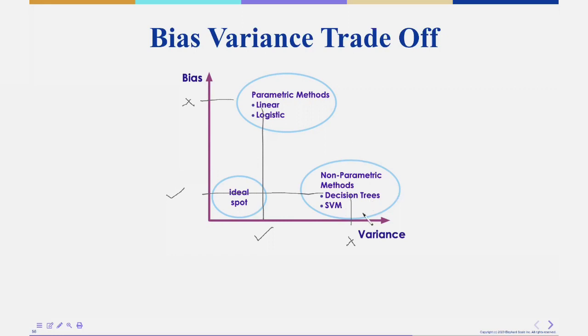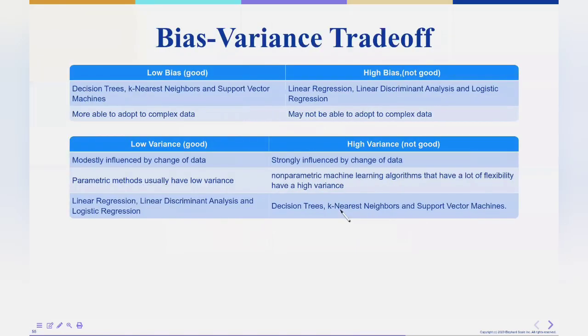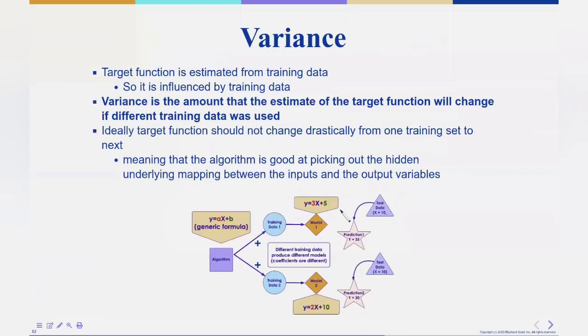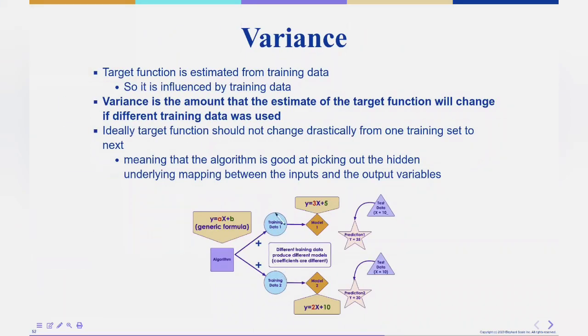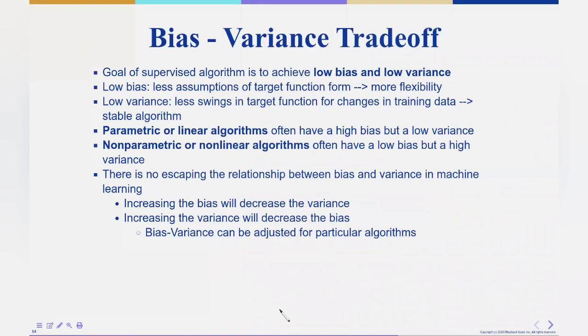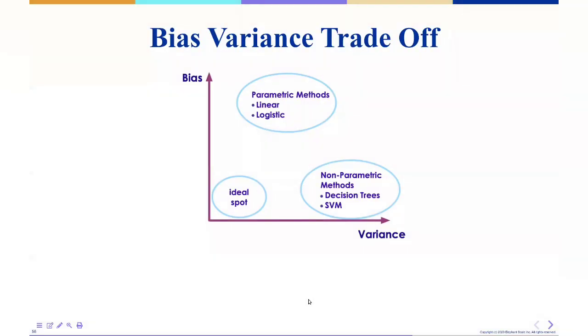So more flexible algorithms, like decision trees and SVM using the kernel trick and all this stuff, can fit complex data sets, but they also exhibit high variance, meaning they swing pretty widely when you change the data set, right? Especially when doing cross-validation, your training data keeps changing. So what we really want is something in this spot. This is the ideal spot.